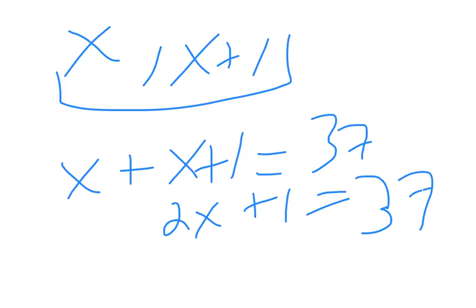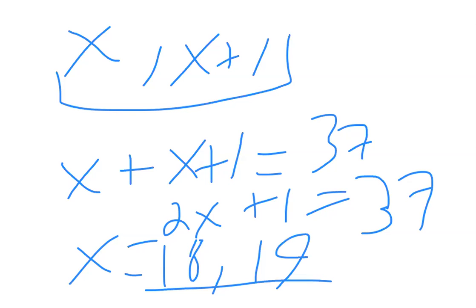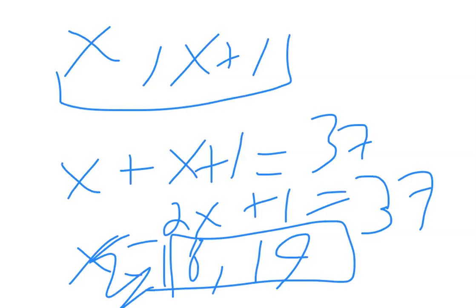Subtract 1, so you get 36. Divided by 2, so you get x equals 18. And then just add 1, and you get 19. So this is your two numbers. Let's see if it works. 18 plus 19 is 37. So that's your answer. Number 1.